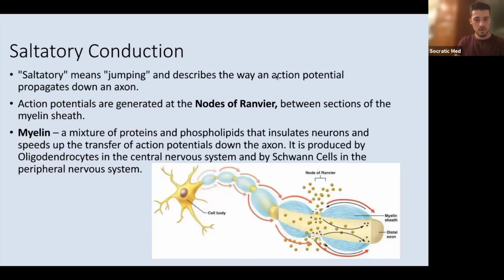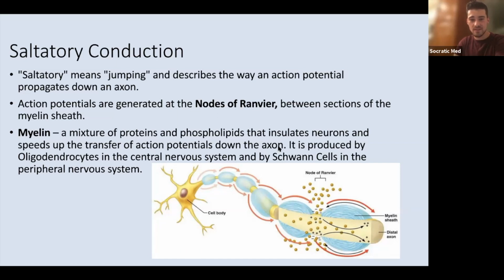Okay, and now we'll talk a little bit about saltatory conduction. Saltatory comes from the word for jumping. If anybody speaks Italian or Spanish, I'm sure that Latin root looks familiar. It describes the way that the action potential propagates down the axon. Action potentials are generated at the nodes of Ranvier between these sections of the myelin sheath. If you look at this graphic, it almost looks like little bubbles of myelin going down the axon with little arrows hopping at those points that are not myelinated. Those points are the nodes of Ranvier.